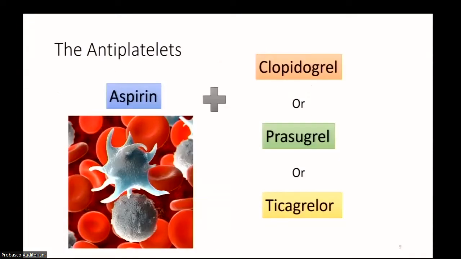The antiplatelets that we use are aspirin plus clopidogrel, prasugrel, or ticagrelor to help prevent stent restenosis.